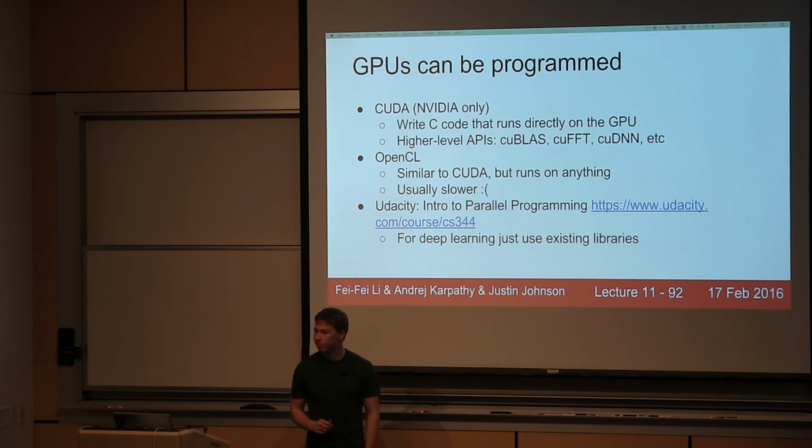Yeah? Is cuDNN kind of like Caffe and Torch, or what does it provide? Yeah, cuDNN, I'll talk about that in a minute. Right, so CUDA is like this raw thing, and cuDNN is a higher level library, kind of like cuBLAS.